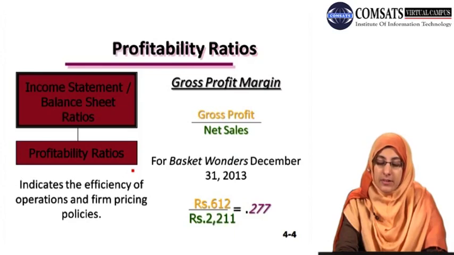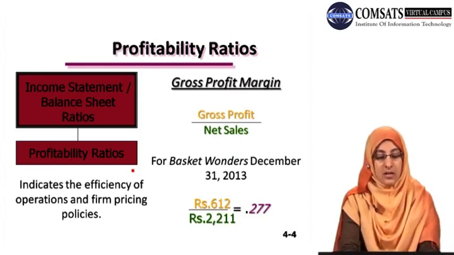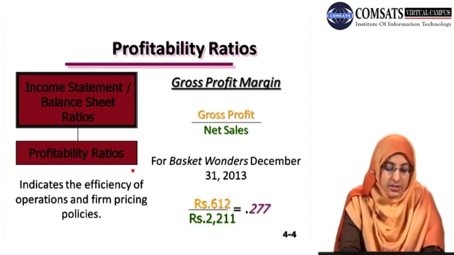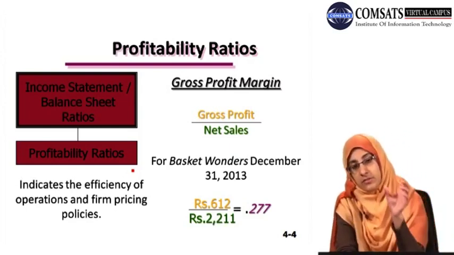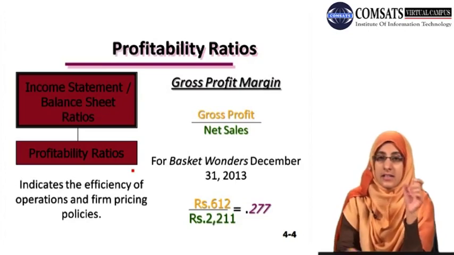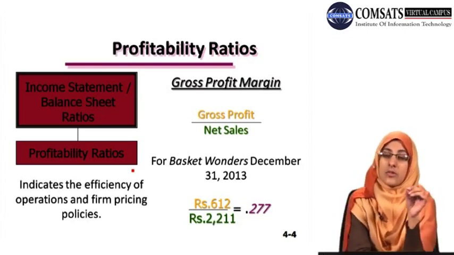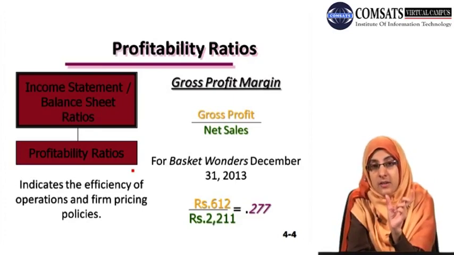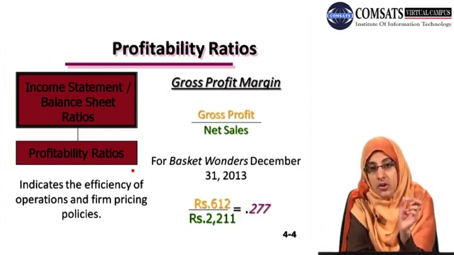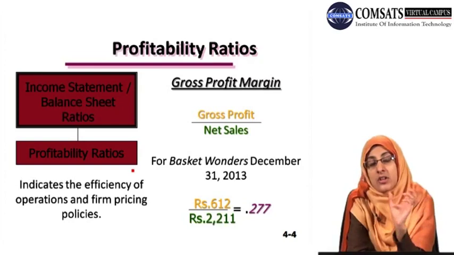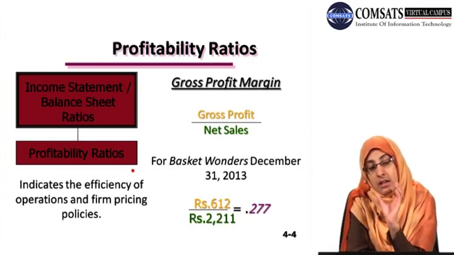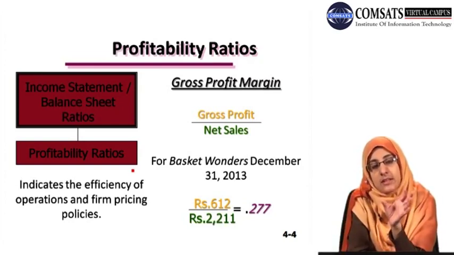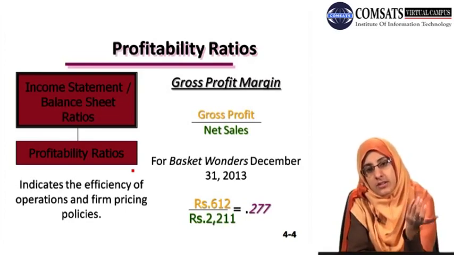The first profitability ratio is your gross profit margin. Gross profit margin indicates the efficiency of operations and firm pricing policies. Whenever we talk about gross profit, it is like net income minus cost of goods sold equals gross profit. That is your original profit that comes to you after paying off your initial cost. जब आप अपनी initial cost pay कर देते हैं तो अपने revenues या sales में से आपकी बस प्रॉफिट आ जाती है कि एक्चुअल प्रॉफिट आपने कितना अर्न किया, and then you start paying off your other expenses.